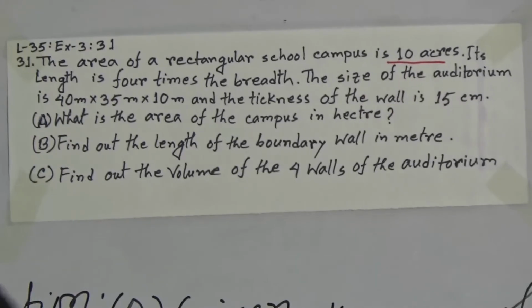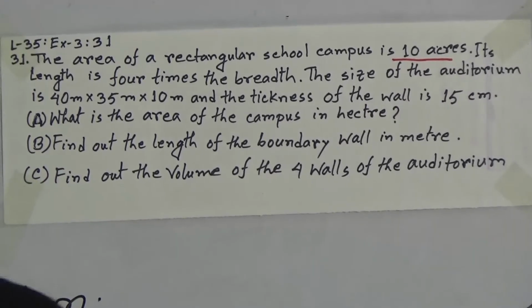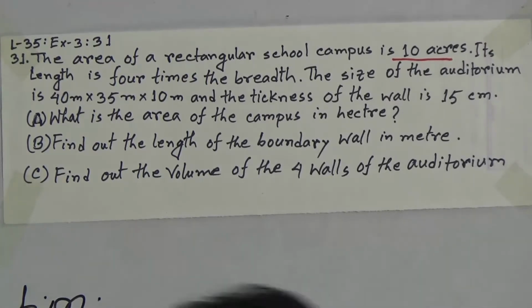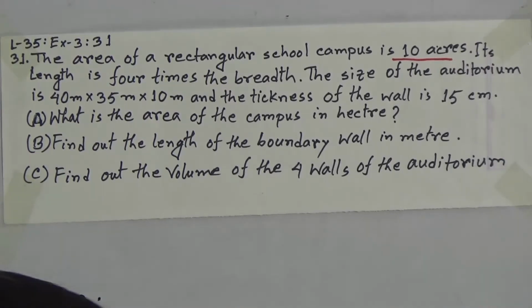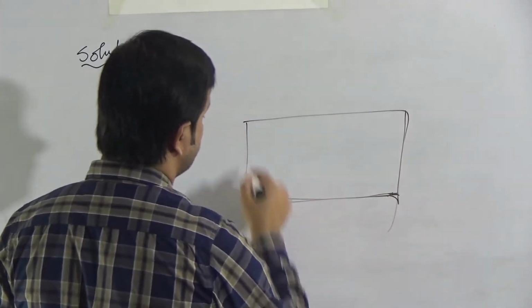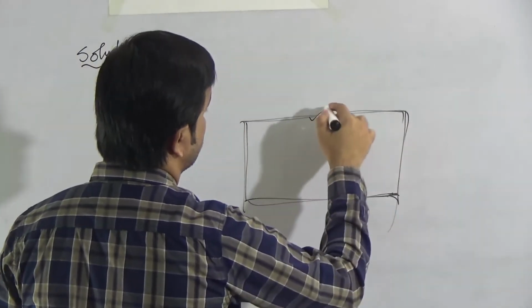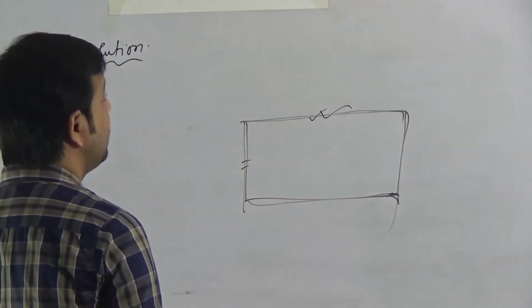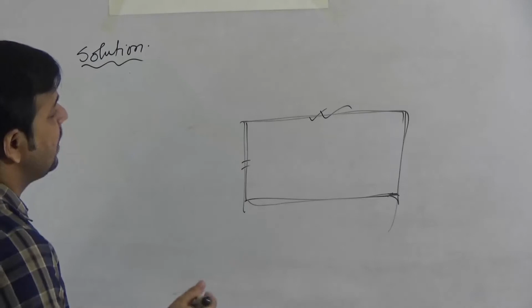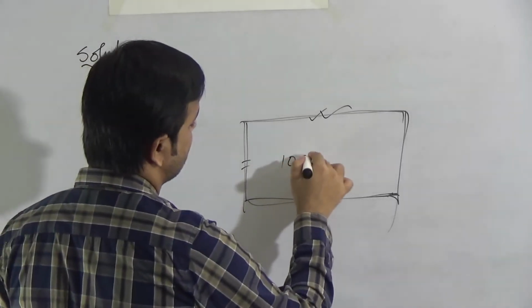Okay dear students, now see question B. Question B is, find out the length of the boundary wall in meter. We have to find out the length of the boundary wall. It means that, suppose this is the rectangular land. So this is the boundary. Here this is the length and this is the breadth. Here a condition is given. The area of the campus is 10 acres.